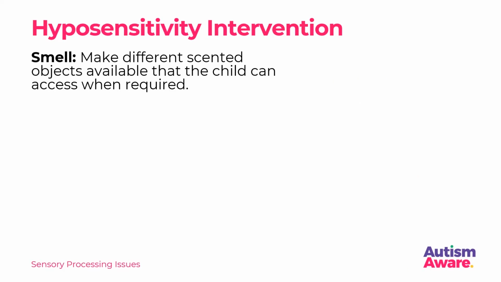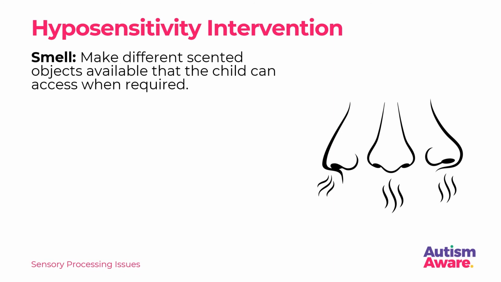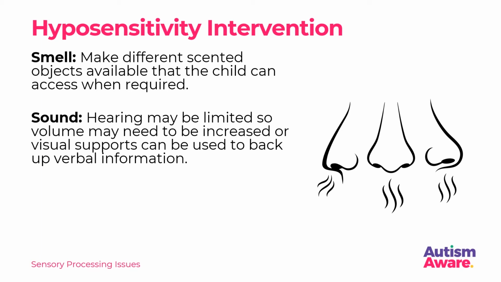Hyposensitivity intervention. Smell. Children with autism are sometimes undersensitive to smell. They seek out smells. Make different strong scented objects available that the child can access when required. Sound. Hearing may be limited, so volume may need to be increased, or visual supports can be used to back up verbal information.